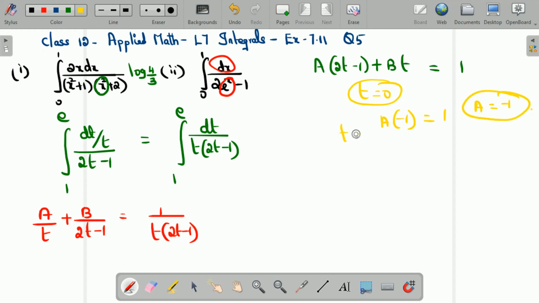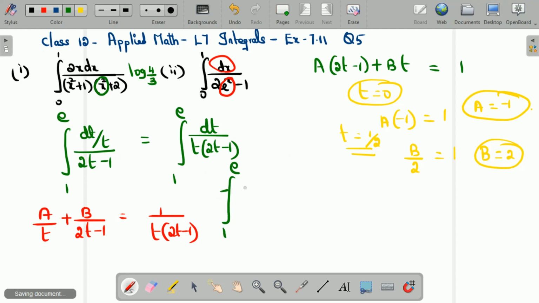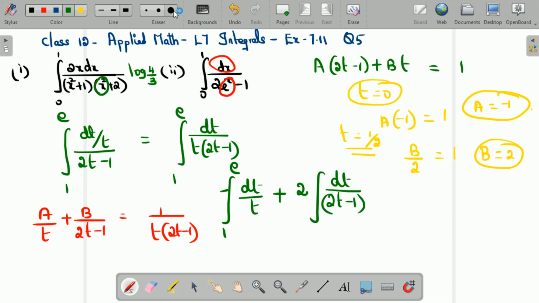Now let's put t is equal to half. So when I put t is equal to half, half into 2 is 1, 1 minus 1 is 0. So a will vanish. So b by 2 is going to be equal to 1, which means b is equal to 2. So now let's substitute that in the integration. So this is going to become integral 1 to e, a is minus sign, so minus dt divided by t plus the 2 I am taking outside, integral dt divided by b's value, 2t minus 1. So now let's integrate this expression.